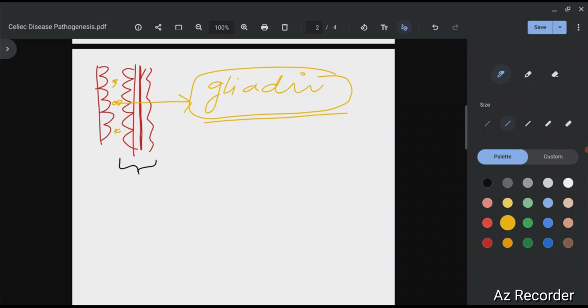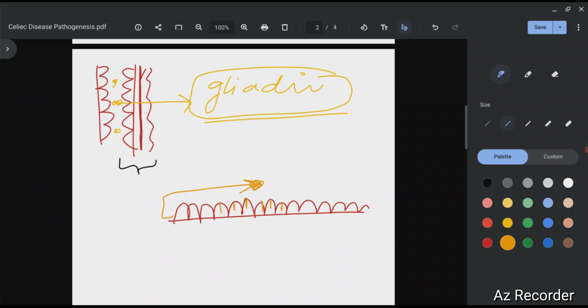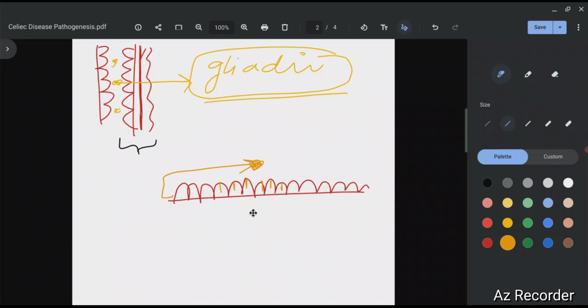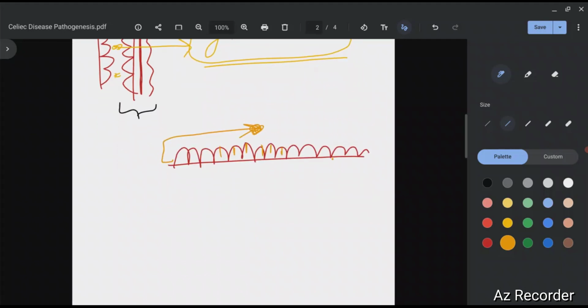When it is present inside the intestine and is not further digested, this is your gliadin. Gliadin will apply stress on these enterocytes. It will annoy them, simply. So these enterocytes are undergoing stress created by your gliadin. What happens when these enterocytes are undergoing stress? They start secreting interleukin 15.